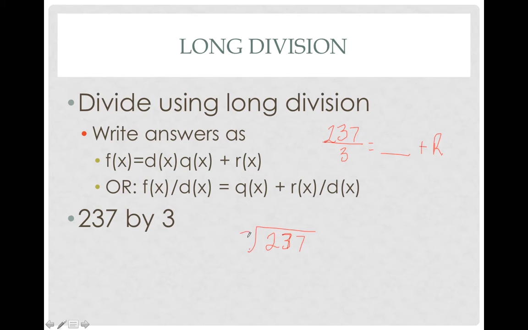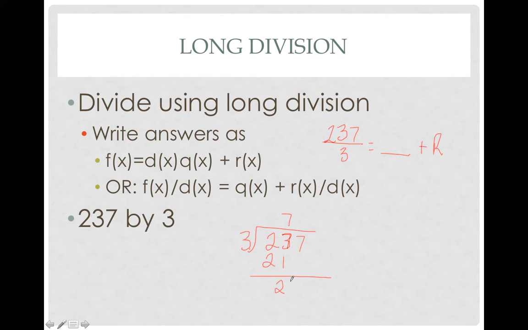divided by 3, I need to ask myself, how many times does 3 go into 2? Well, it doesn't. So I don't really put a 0 here, but we could if we wanted to. Then you ask yourself, how many times does 3 go into 23? Well, 3 goes into 23 7 times. And then we go, okay, 7 times 3 is 21. And then we subtract: 23 minus 21 is 2.